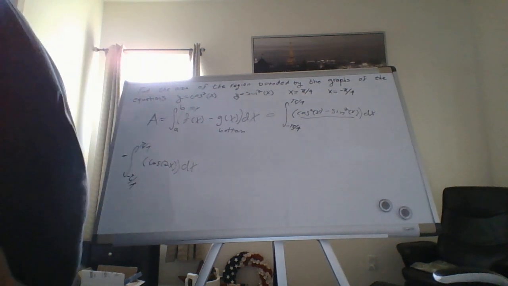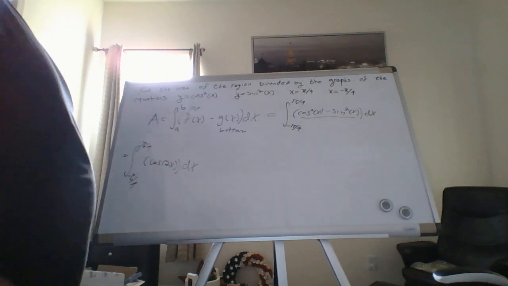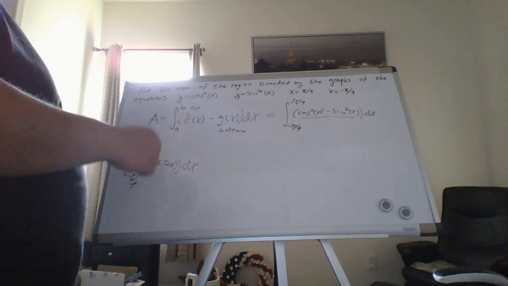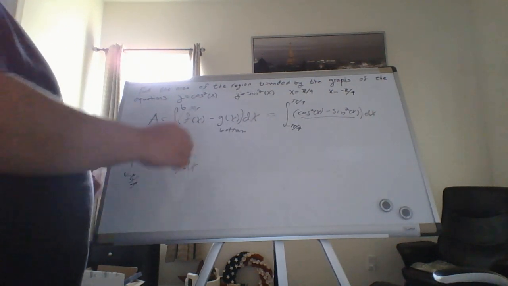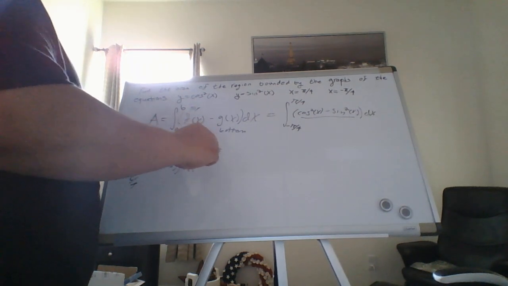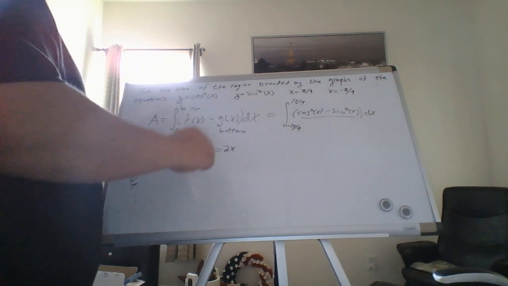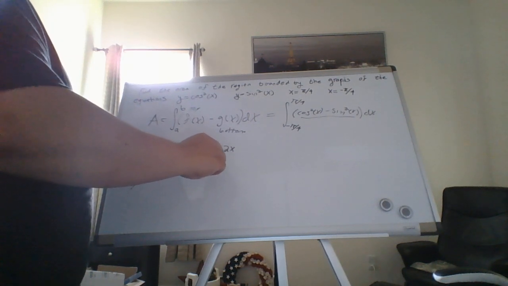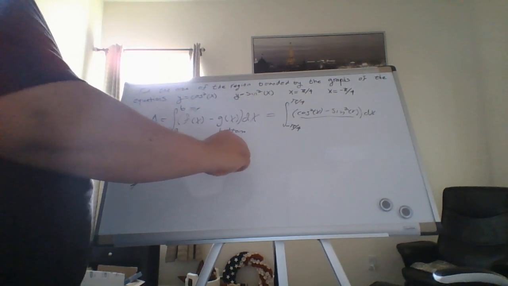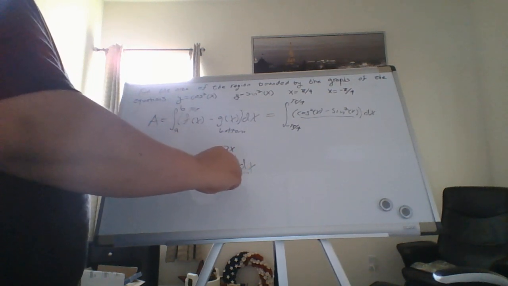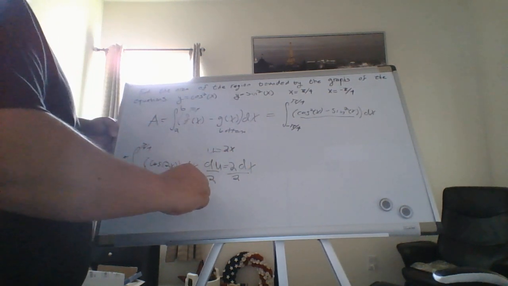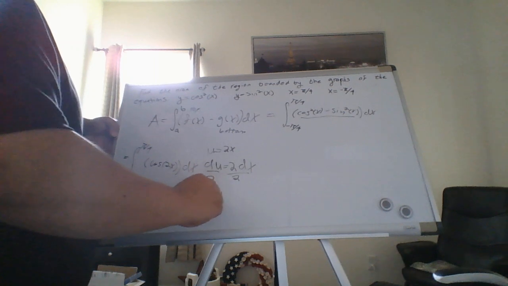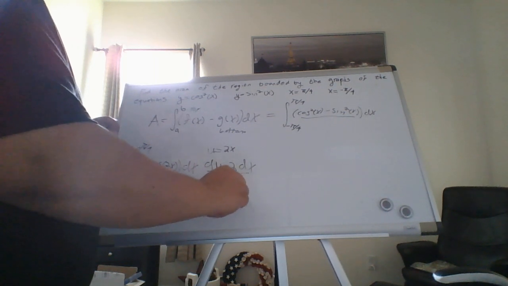Now, in order to do this, you need to use u sub. In order to do this, you need to get rid of that 2x. So u equals 2x, and then du equals 2 dx. You divide by 2 to both sides, and you get du over 2 equals dx.